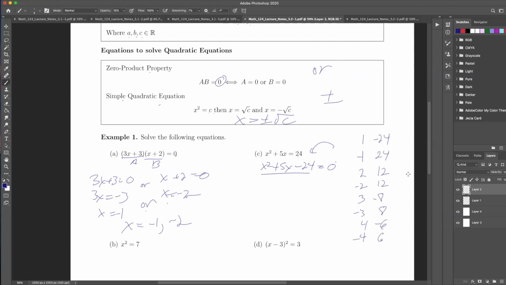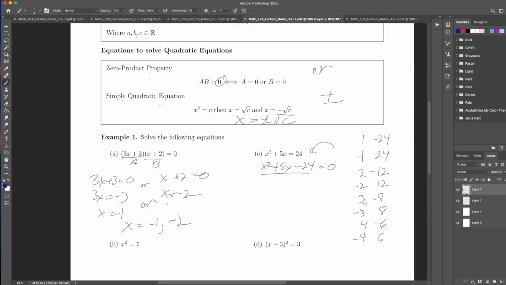Yeah, I think that's all of them. So notice since it's negative here, I'm going to have both the negatives. If it's positive, you'll have positive, and then you'll have negative. So if this was positive 24, this would be 1 and 24, and negative 1 and minus 24. So you always have both.